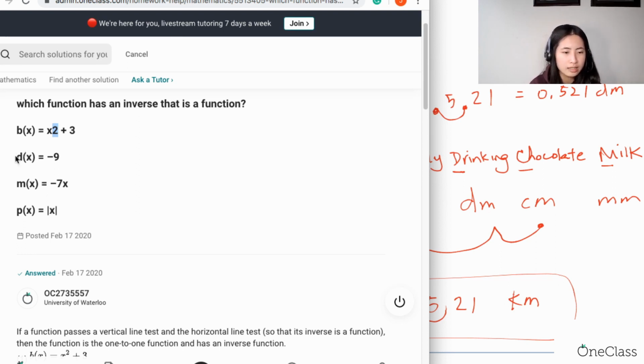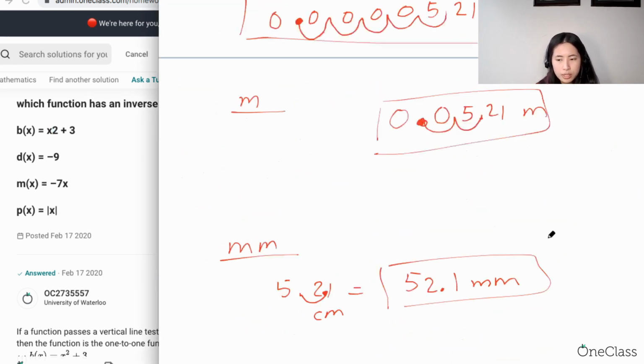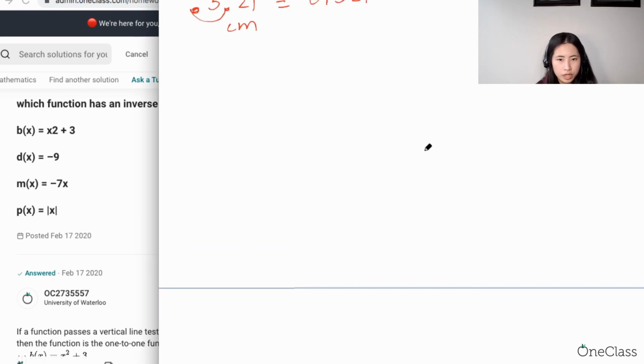Then you have d of x, which is equal to negative 9, m of x, which is equal to negative 7x. And finally, you have p of x, which is equal to x. Okay, so first of all, let me just quickly show you how each of the functions would be graphed based on just looking at the function.